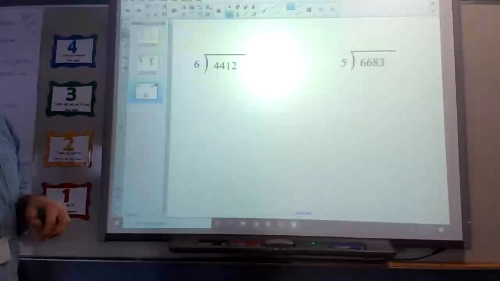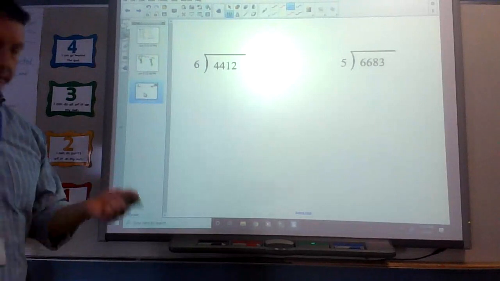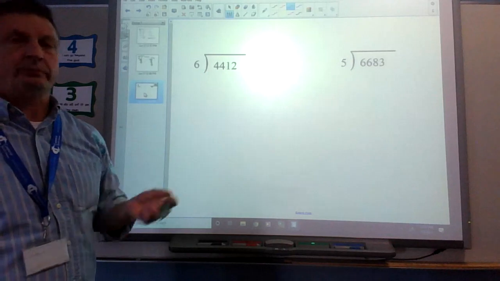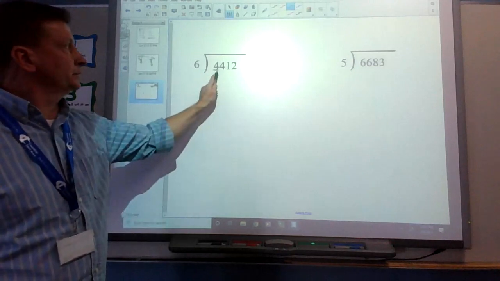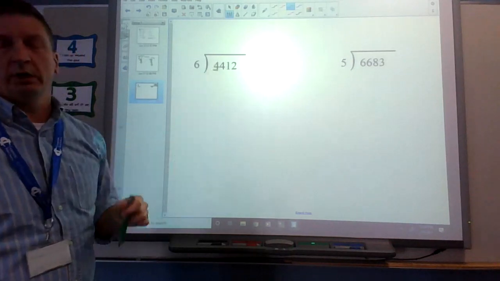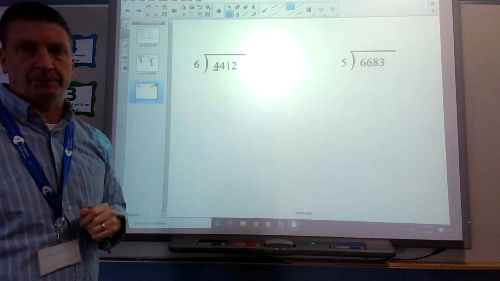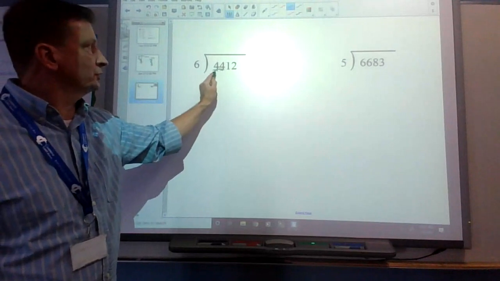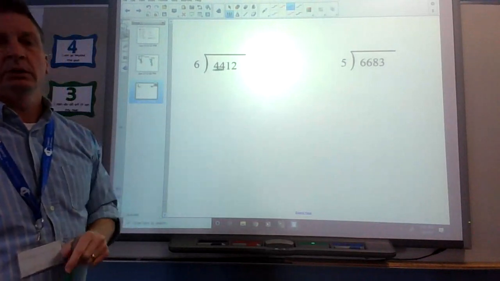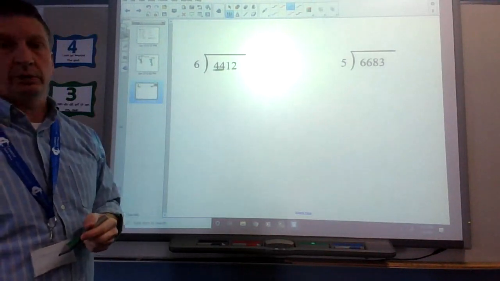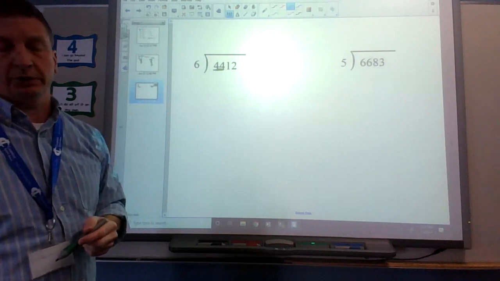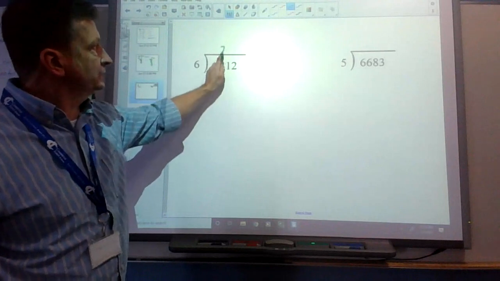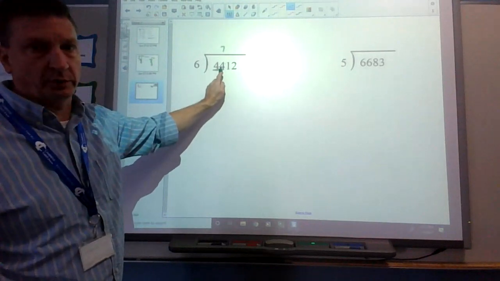You can also do this with 4-digit numbers. If I have a 4-digit number and I'm dividing it by a 1-digit number, first thing I do is I look, can I take 4 items and divide them amongst 6 people? No, I can't. So I have to go to the first 2 numbers, 44. Well, I can do that. I know that 6 times 7 is 42. So I'm going to put my 7 directly above this last digit here of 44.